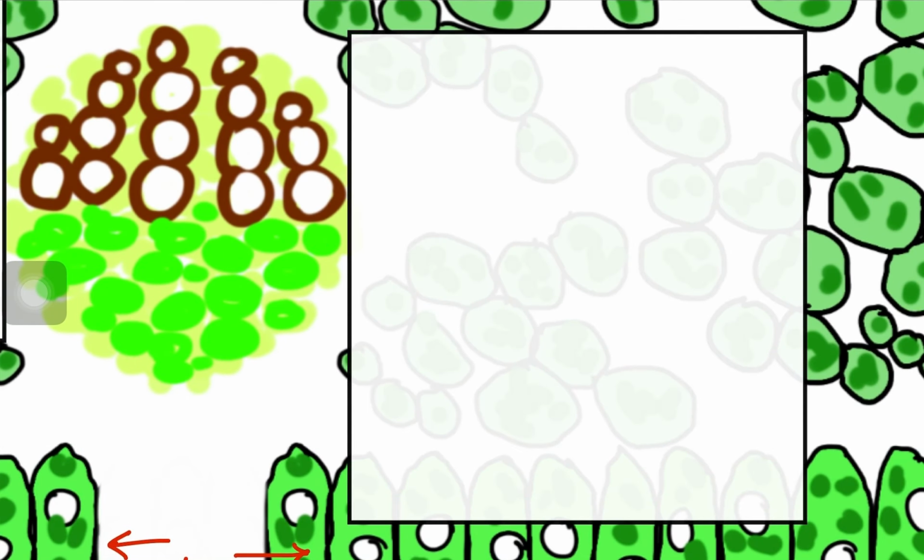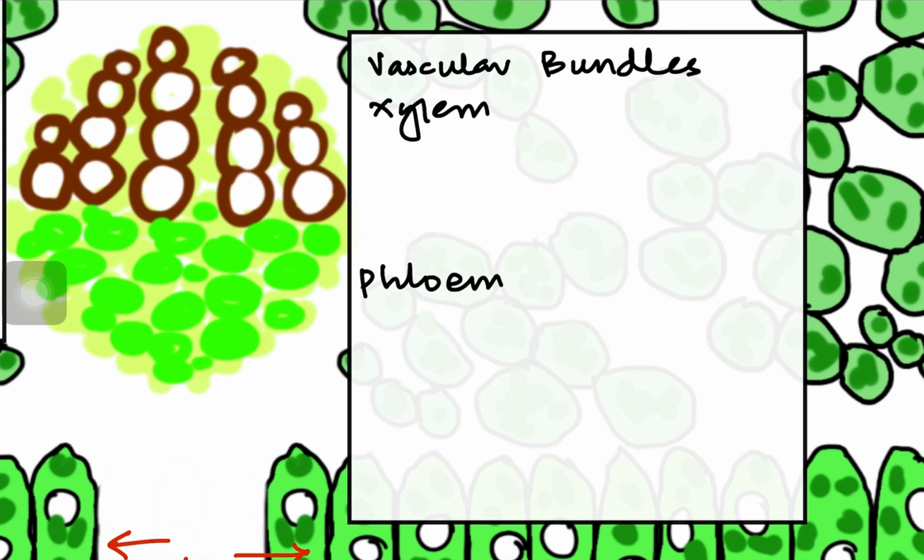Let's quickly talk about the star of the video, which is the vascular bundles. The vascular bundle means two things. It means the xylem vessels and it means the phloem. Xylem vessels, let me write it, are dead cells. We have already talked about it, but phloem cells are live.